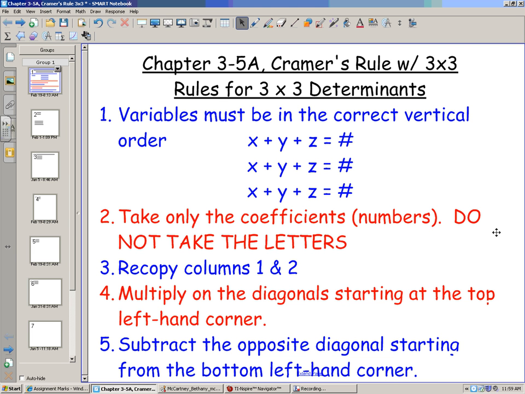Now, after that, step 2, you're going to take only the coefficients, just like we did before. No variables, only coefficients. Step 3, you're going to recopy columns 1 and 2. Step 4, multiply on the diagonal, starting at the top left-hand corner, going down to the right. And then step 5, subtract the opposite diagonal, starting from the bottom left-hand corner to the top right. We ready?